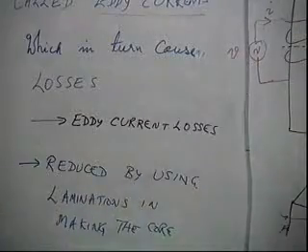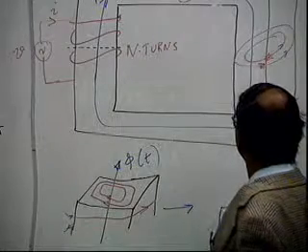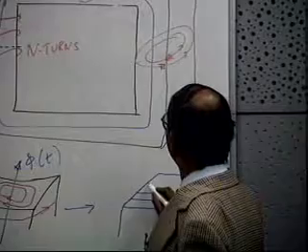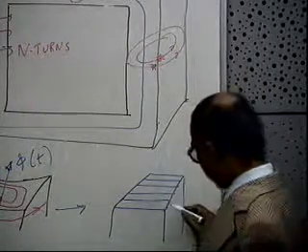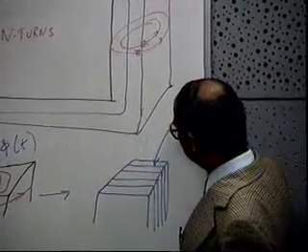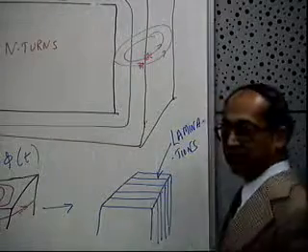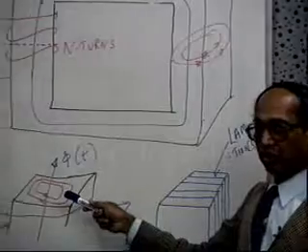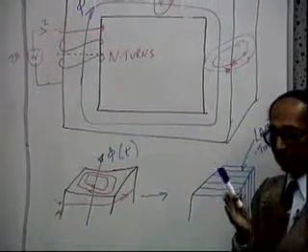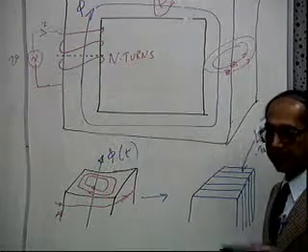So what you do is, instead of making a solid one, you will have laminations like this. You cut them, and they are fixed like this. Each one is, let's say, a lamination. If it is a solid core, then there will be more eddy current loss. Let us see what will happen if you make thin sheets and stack them together to form the respective length.